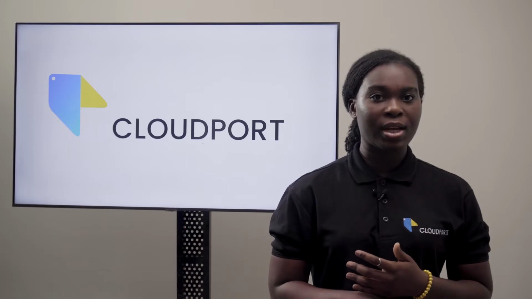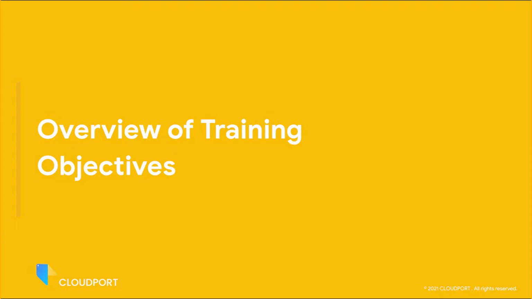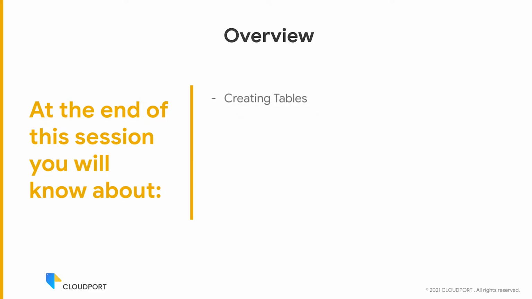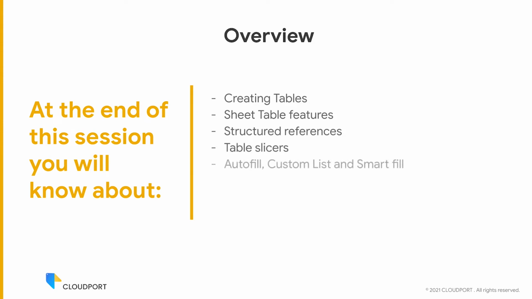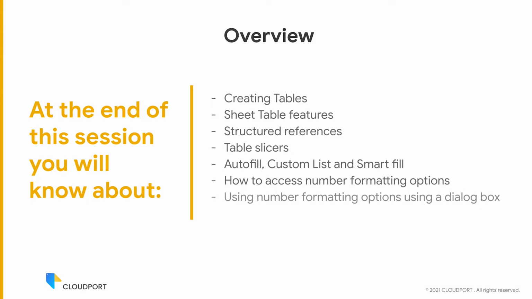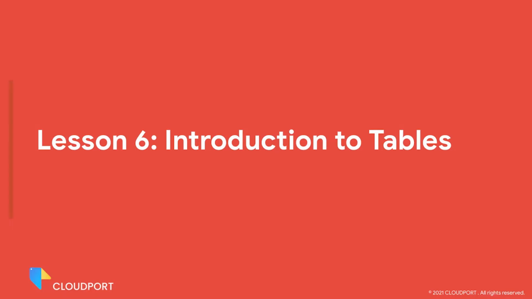Let's look at what you can expect from this training module. At the end of this session, you will know how to create tables in Sheets, the features of a table in Sheets, and how to add slices to a table. You will also learn how autofill works in Sheets, as well as how to make use of it. Again, you'll be introduced to custom lists and smart fill. Next, you'll learn about number formatting options available in Sheets, as well as how to make use of them. Let's start things off with tables.